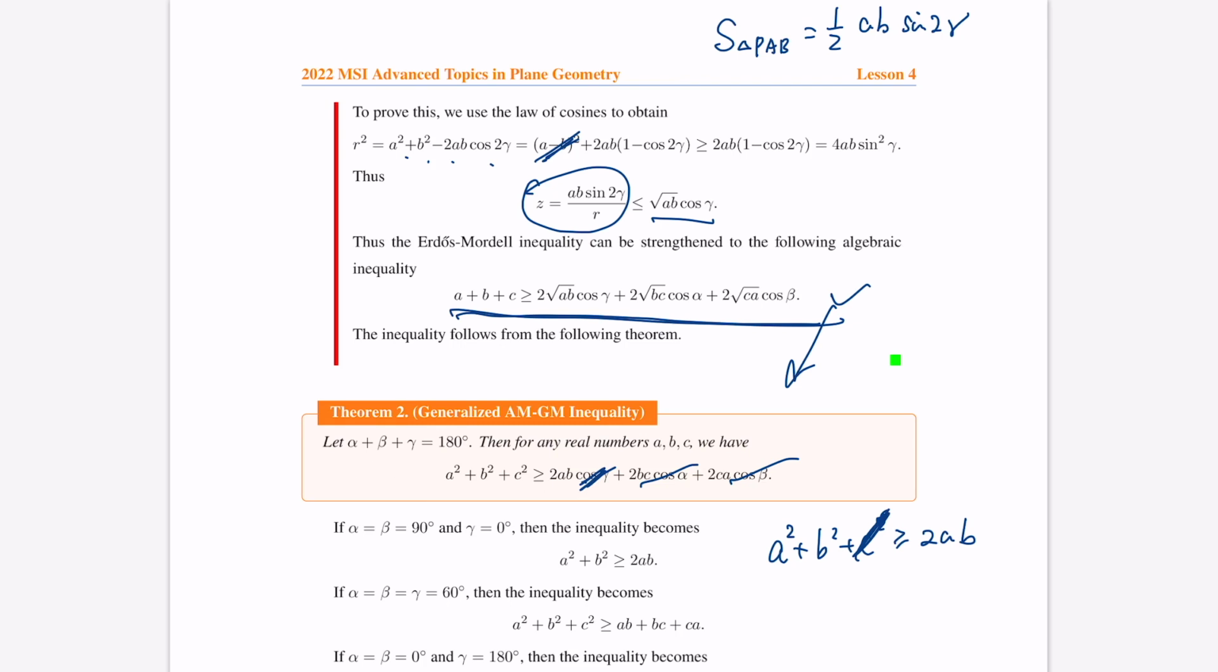But I can choose alpha, beta, gamma to be equal. In this case, I choose alpha, beta, gamma to be equal to 60 degrees so that they add up to 180 degrees. And then I get an inequality: A squared plus B squared plus C squared is bigger than AB plus BC plus CA. This is an interesting inequality because this is an arithmetic geometric inequality regarding 3 numbers.